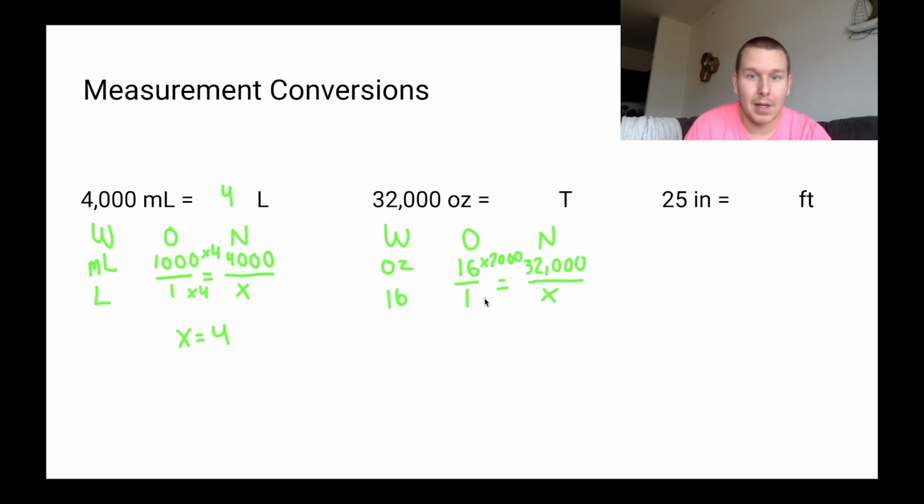So if I multiply the top one by 2,000, I'm going to have to multiply the bottom one by 2,000. So if I do that, that means X is going to equal 2,000. So it looks like there is 2,000 pounds in 32,000 ounces. Now I need to set up one more one chart. So I've got W, O, and N.